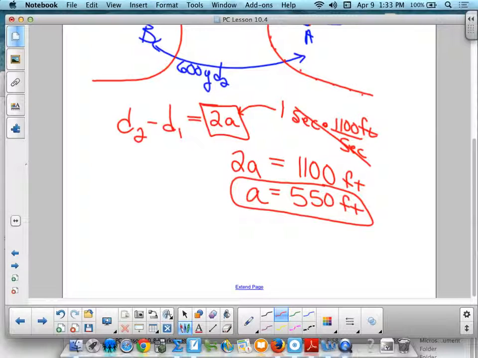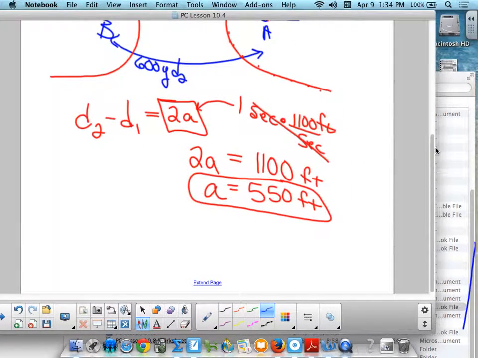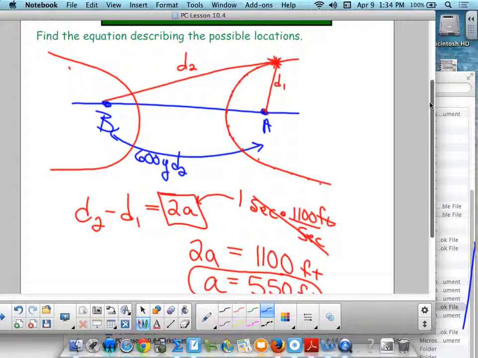Okay. So do I know anything else? Do I know B? Do I know C? What's C? Okay. Colton says 300 yards. Okay, hang on. I'm going back up. So here's the deal. If I were you, when I do these problems, I would put the center of my hyperbola at 0, 0. This is where I would always put the center.